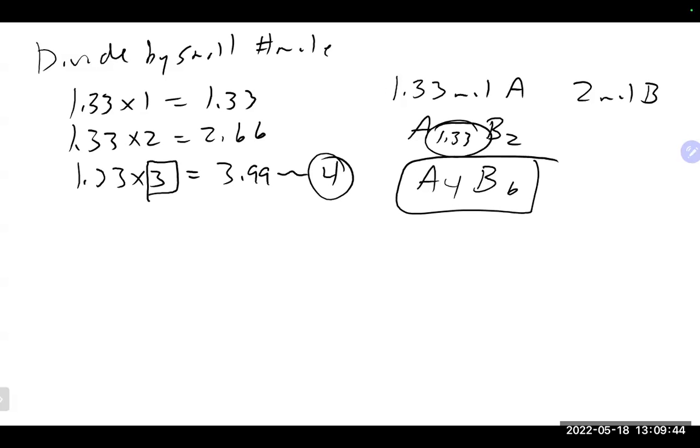Yeah, so we're actually multiplying by the factor, not what we get there. That's what we got on the first one, which would be 4. So A4B6 would be correct in that case. Other questions on that?